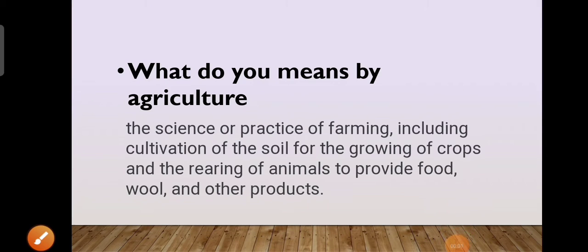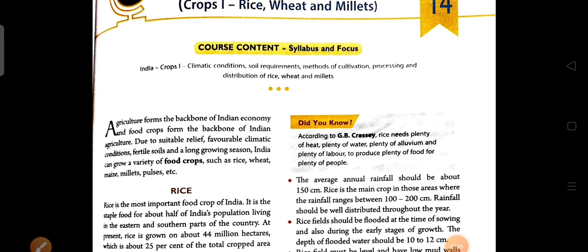So, firstly, we have to know what we mean by agriculture. The science or practice of farming, including cultivation of soil for growing of crops and rearing of animals to provide food, wool, and other products, is called agriculture. Agriculture forms the backbone of the Indian economy, and food crops form the backbone of Indian agriculture.